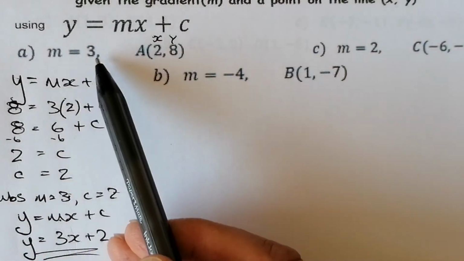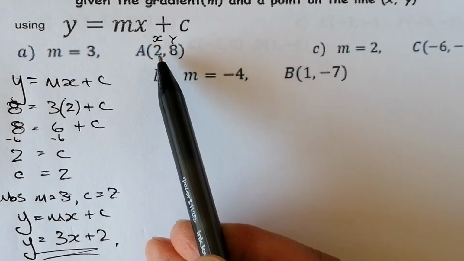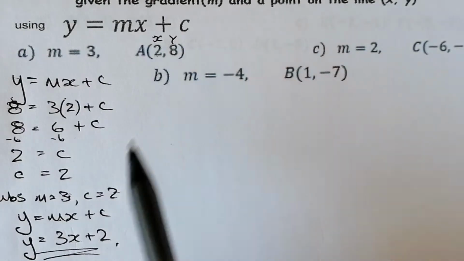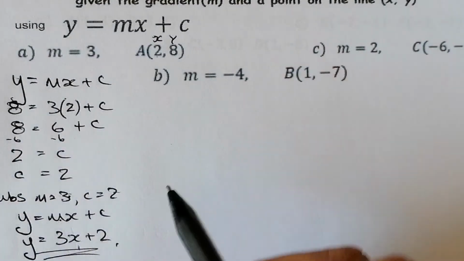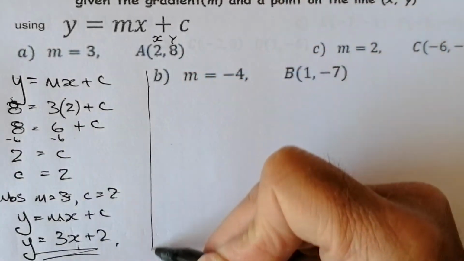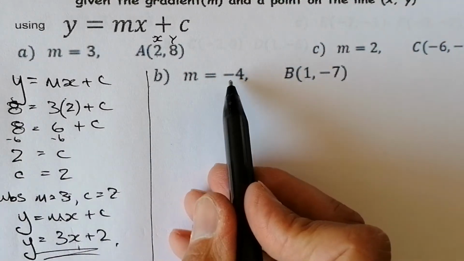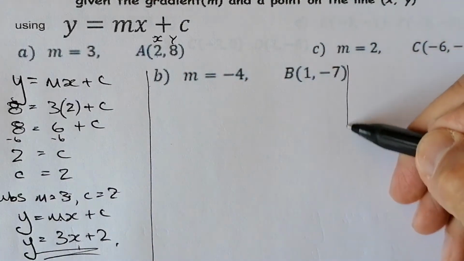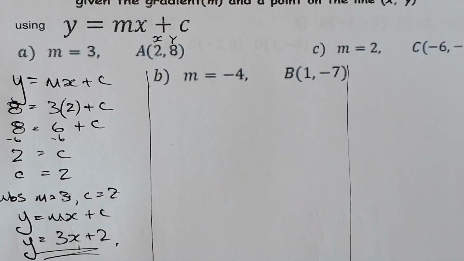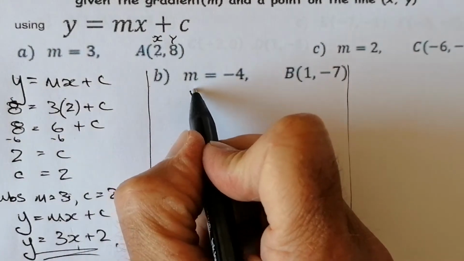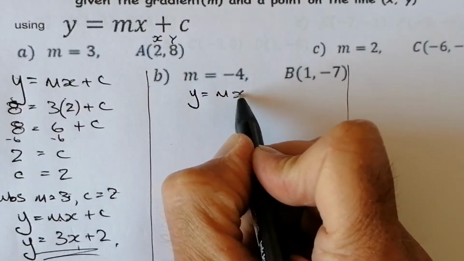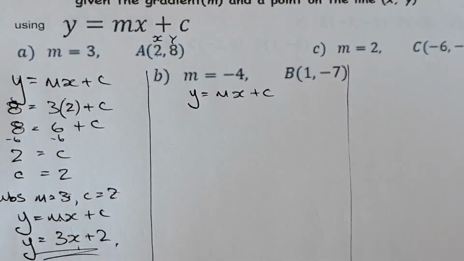Okay, so that was a straight line with a gradient of 3, passing through the point (2, 8), and that's its equation. So let's go for the next question. What we have is m equals -4, and we've got a point (1, -7). So let's work this one out the same way. We're going to use y equals mx plus c. That's all we're going to be using at the moment.